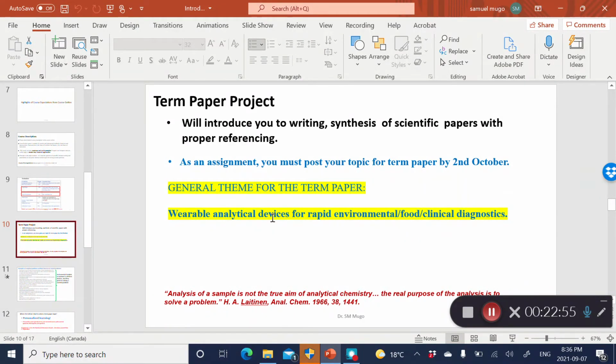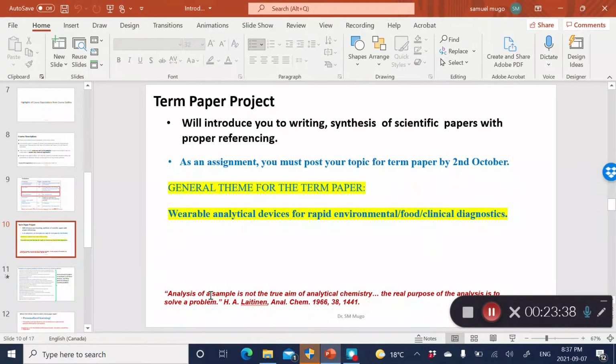I like this quote by a scientist called Leighton, in the Analytical Chemistry journal in the 1960s, who once said, analysis of a sample is not the true aim of analytical chemistry. It's not just analyzing the sample that we care about. For example, analysis of lactate in sweat, no, that's not the aim. The whole goal of analytical chemistry, or the purpose of it, is to really use that data or information towards solving a societal problem. For example, in this case, to index the performance of an athlete.